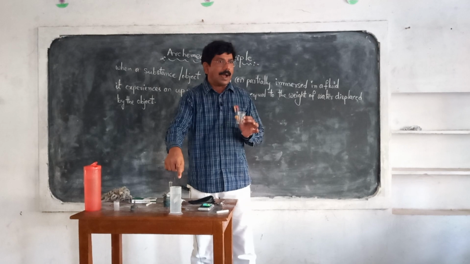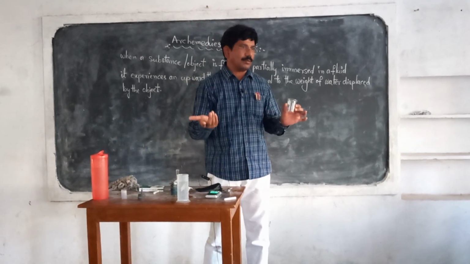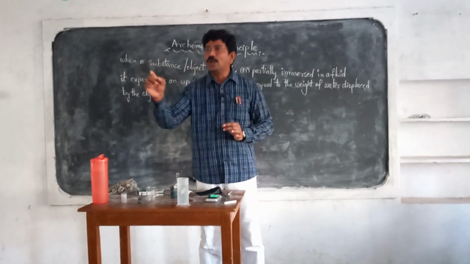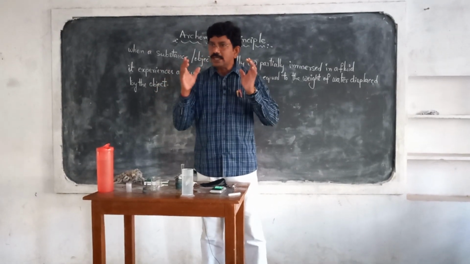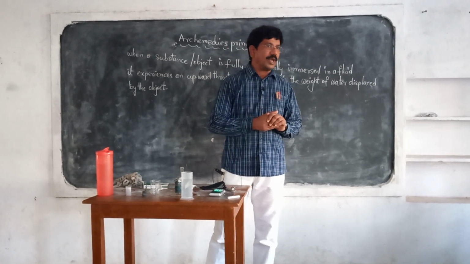What is the apparent loss in weight of the object when immersed in water? 50 grams. Are you clear about that one? So that upward thrust must be equal to the weight of the water displaced by it. So this is all about Archimedes principle and how to prove Archimedes principle.